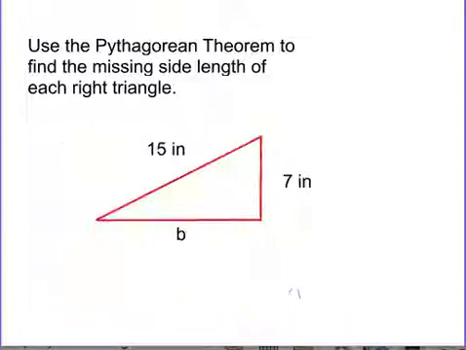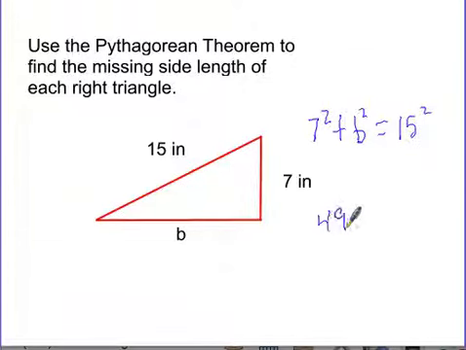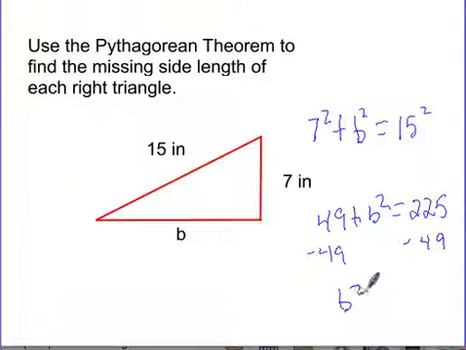All right, we don't have to just find the hypotenuse, we can find the lengths of the legs as well. And so if we have 7 squared plus b squared equals what? 15 squared. So 49 plus b squared equals 225. Subtract 49. B squared equals how much? 176.